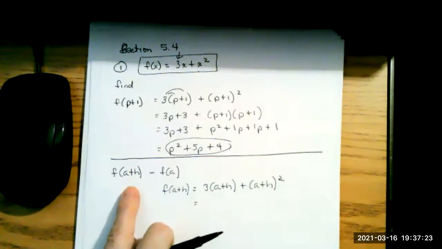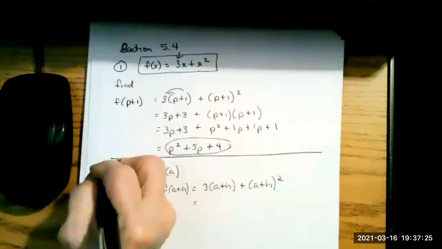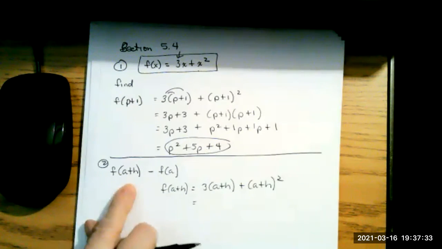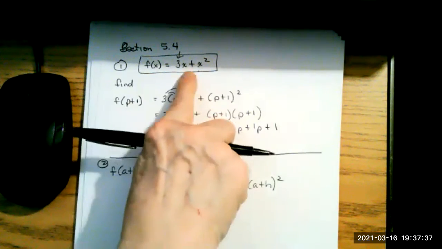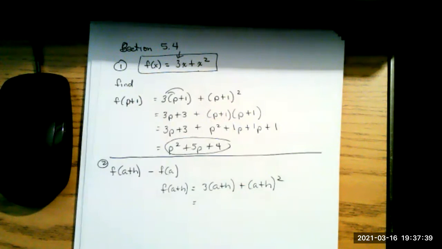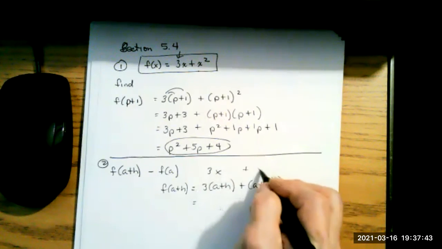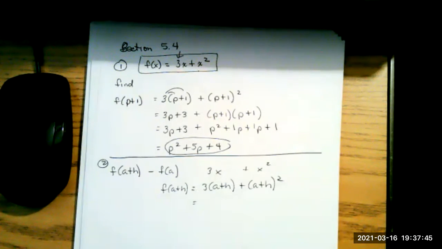Now we're going to do this one. This is problem number 2 of this. We're still using the same function. It's just problem number 2 of it. So I'm finding f of a plus h. I'm putting a plus h in the x spot up here. See, it used to say 3x plus x squared. Used to say that.